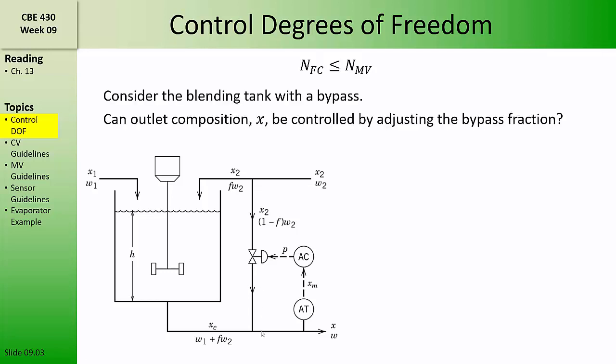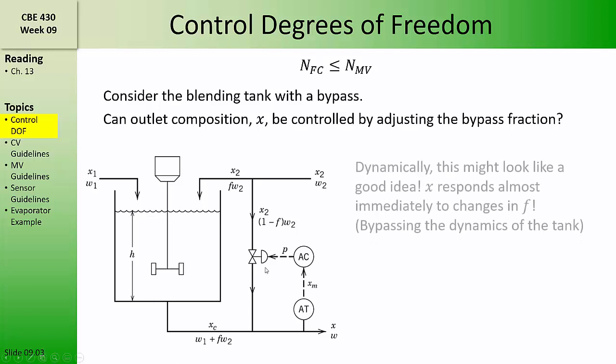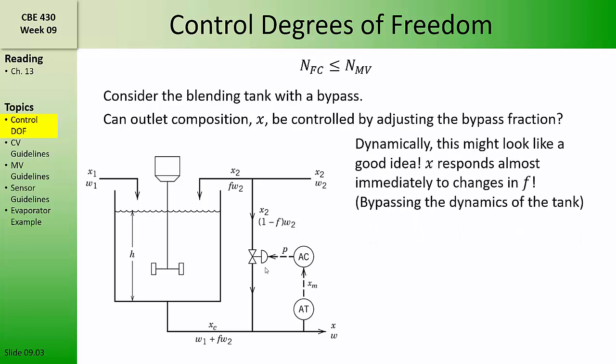The question is, can the outlet composition X actually be controlled by adjusting the bypass fraction, which in this case is a manipulated variable because it has a control valve on it? Dynamically, this might look like a great idea. The effluent composition X should respond almost immediately to changes in the bypass fraction flow rate, because this bypass actually bypasses the dynamics of the tank.